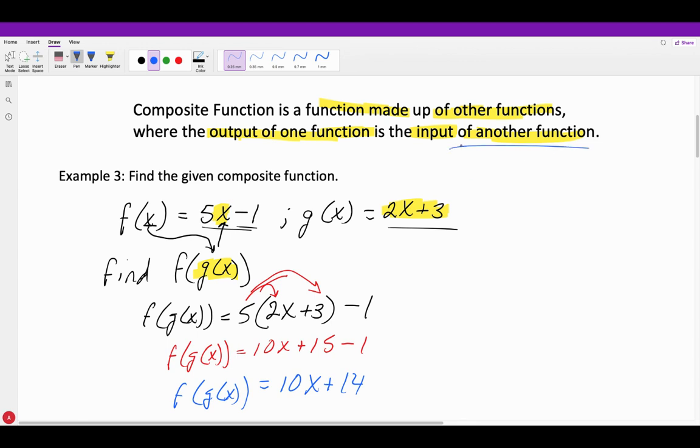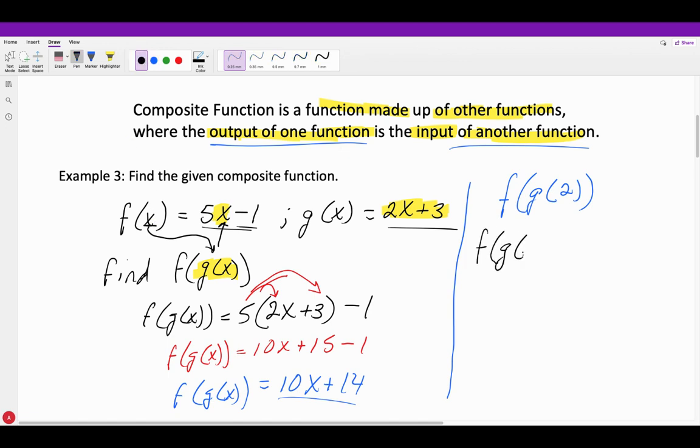Now, what they mean by this output of one function is the input of another. Let's say I asked you to do this instead. So if I said, not only do I want that composite function, but let's find f of g of 2. All right, so one way that we can do this is we could find the composite function, and then once we get that, we can just substitute it in.